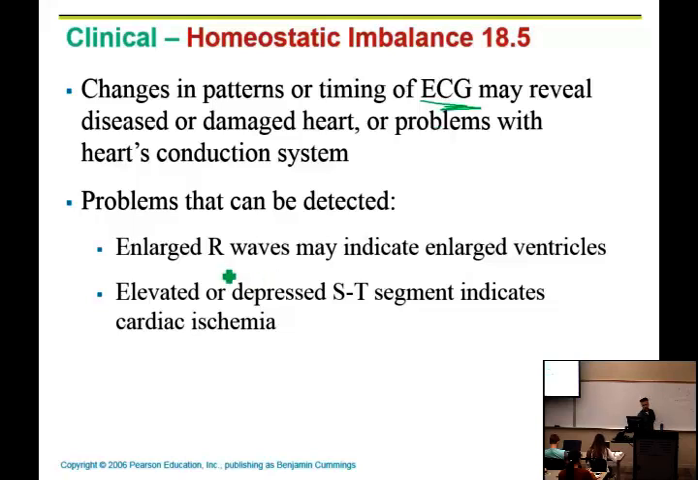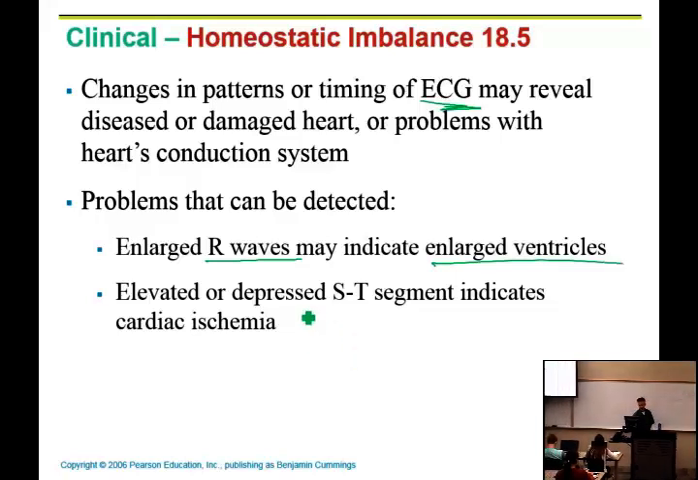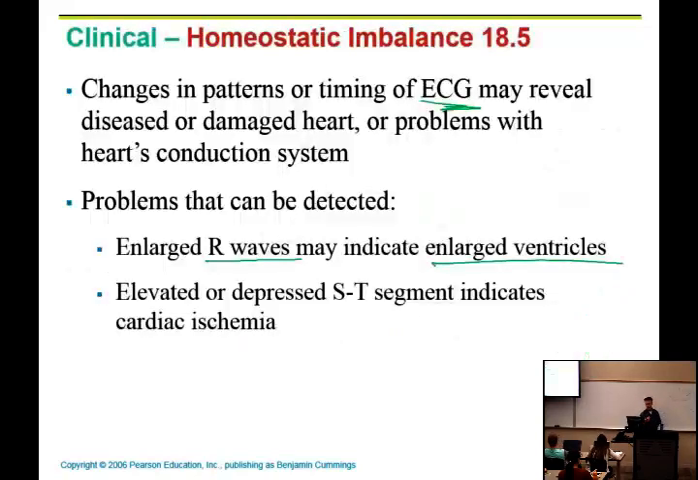When we look at the QRS wave, like that R wave, the big peak, if you have enlarged ventricles for whatever reason, then that peak is going to be even bigger because there are more cells there contributing to that signal. If you look at this ST segment, that's again between the S wave here and the T wave here, that's where the ventricles are supposed to be contracting.